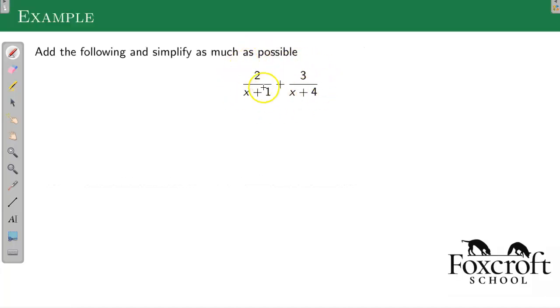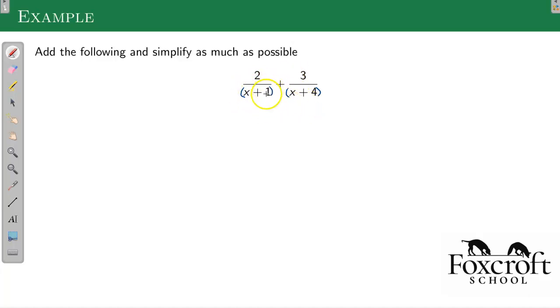All right, so here's an example of two rational expressions. Again, there's a fraction bar and there's some x's involved, so that makes it a rational expression and not just a ratio or a fraction. So we have x plus 1 and x plus 4. Again, there are these invisible parentheses around these, so this is all one piece, x plus 1 on the bottom of that fraction.